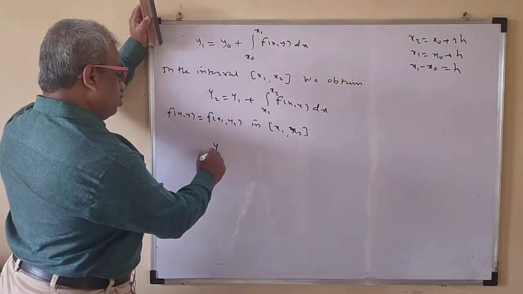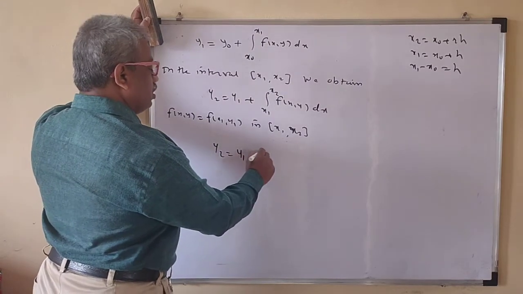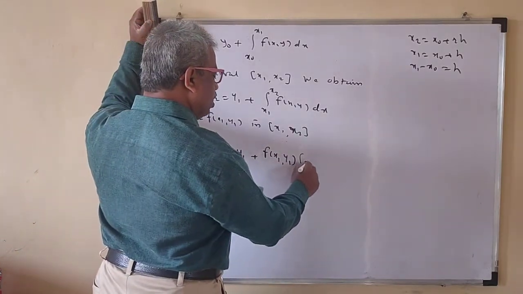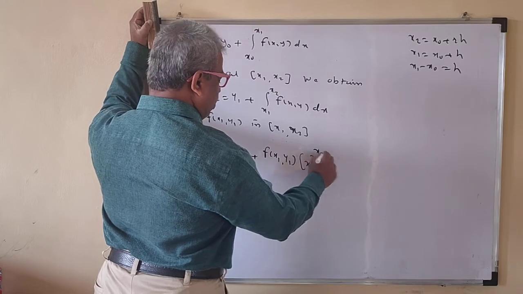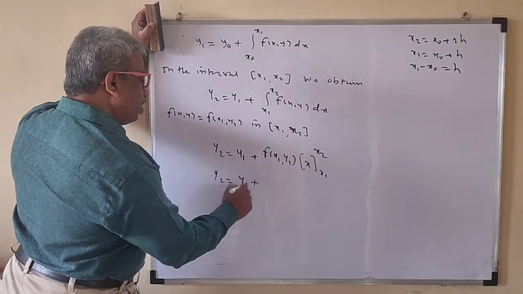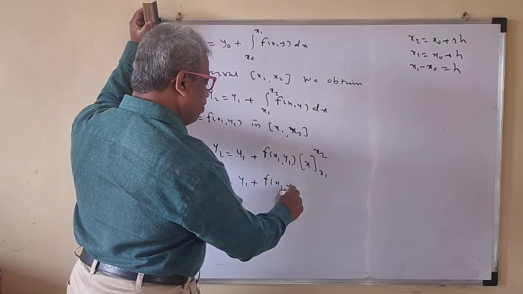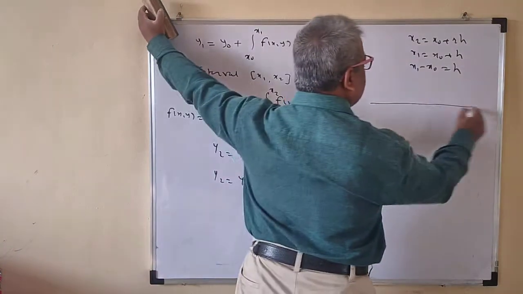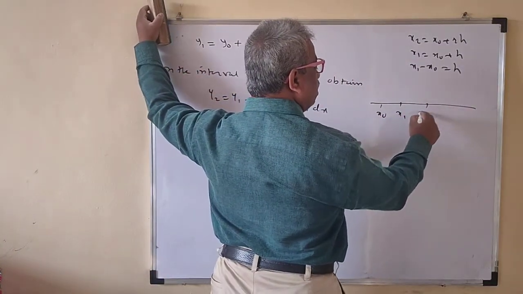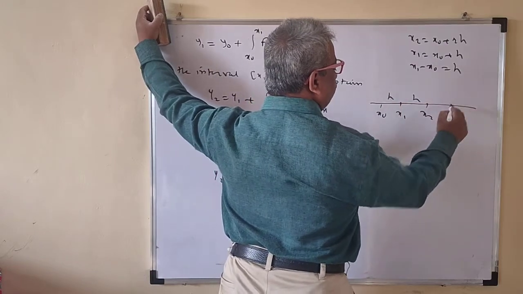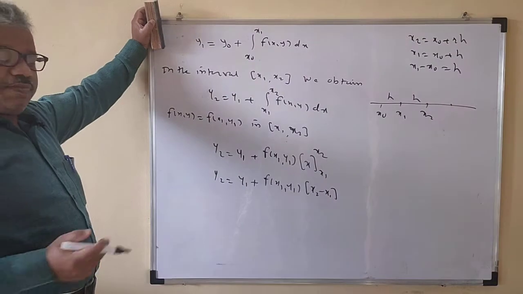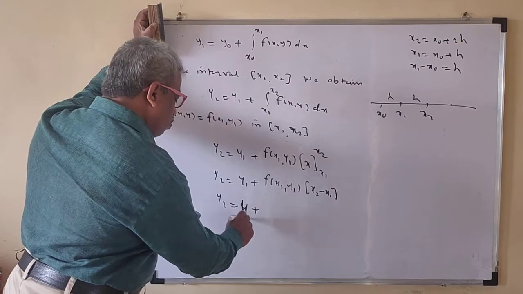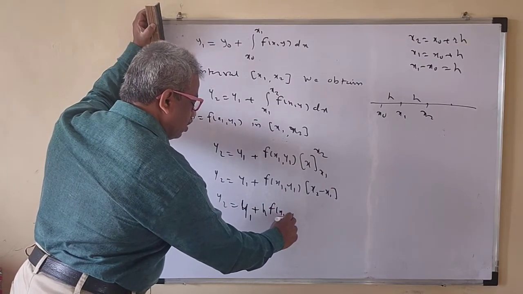So y2 = y1 + f(x1, y1) times the integral from x1 to x2, which gives y2 = y1 + f(x1, y1)(x2 - x1). Now this is x0, this is x1, this is x2, and each distance is h. So x2 - x1 is h, and y2 = y1 + h f(x1, y1).